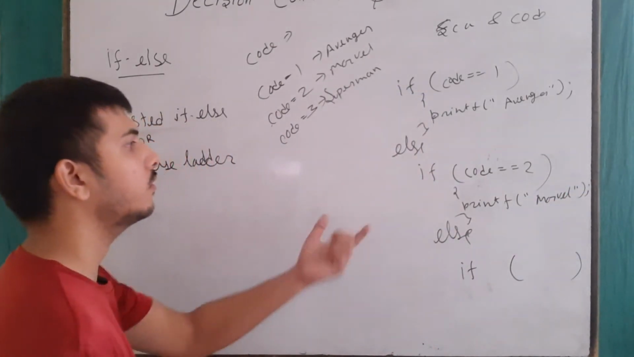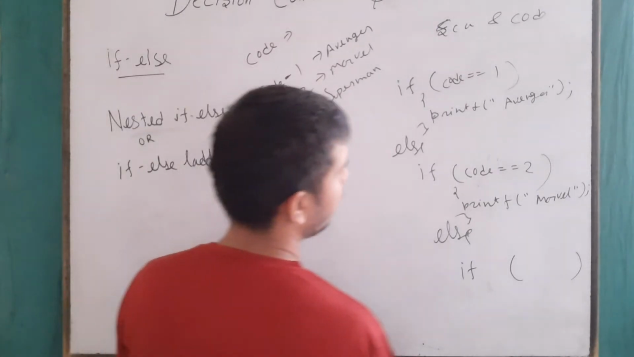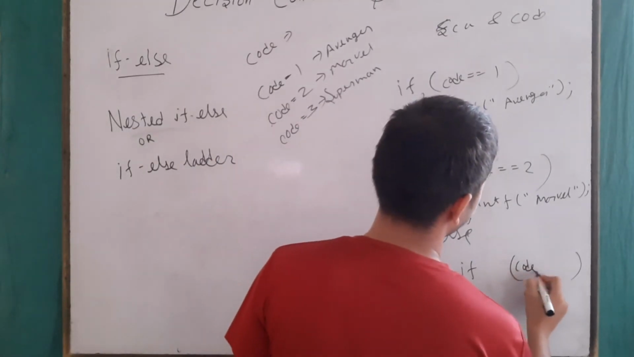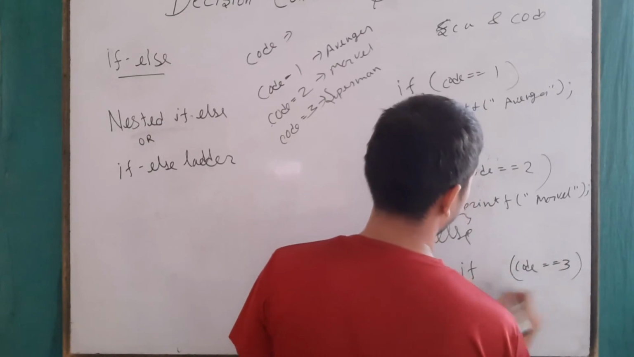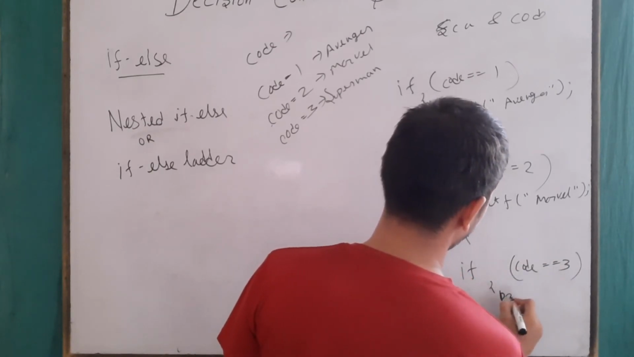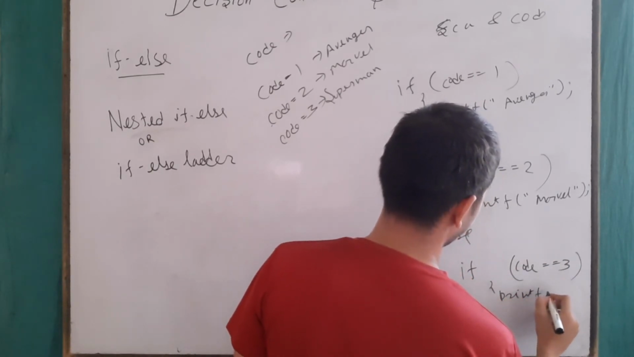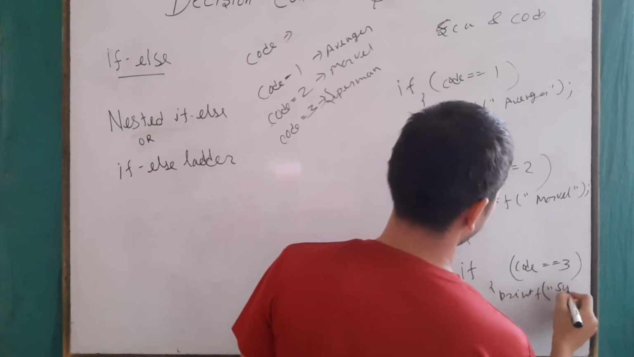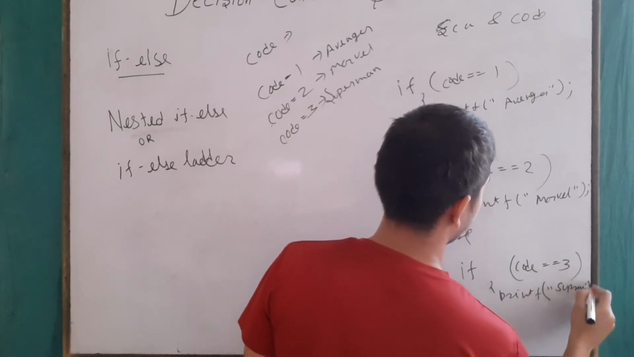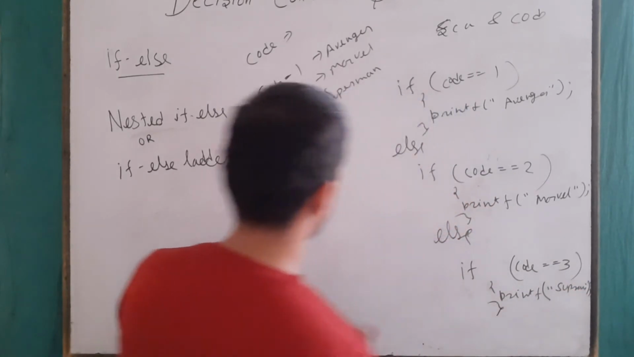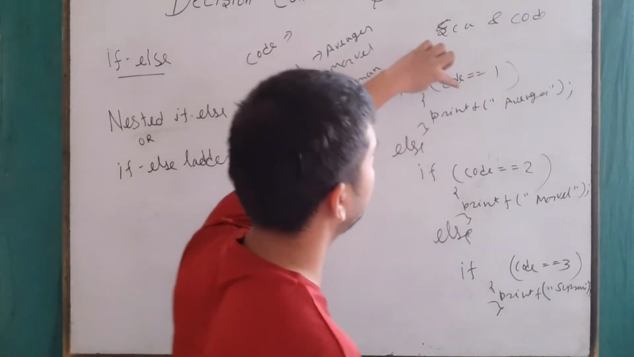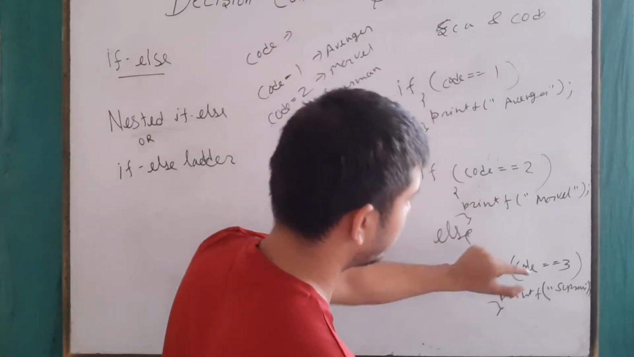Okay, let's say it is not even code 2. Then what I will check? I will check if it is code 3. If it is code 3, I will printf of Superman. Now let's say none of the conditions is true: neither the code is 1, neither 2, neither 3.